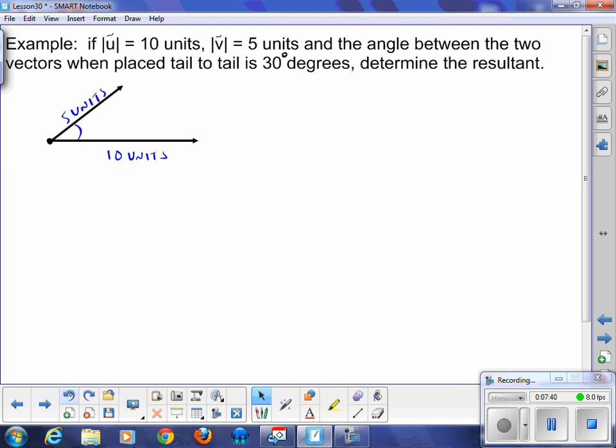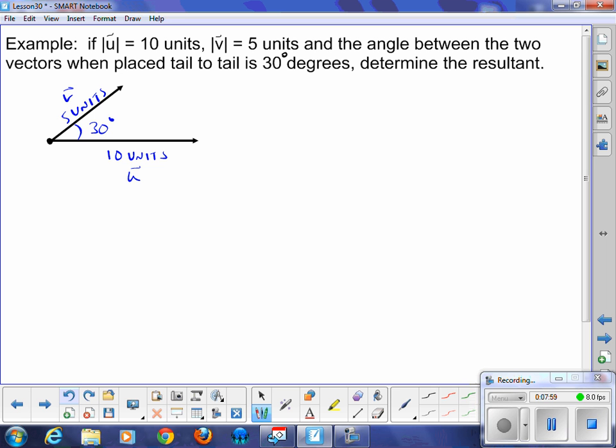And Smartboard's not playing nice. There we go. 30 degrees. All right, so u and v. So what do we need to do? We need to convert these to algebraic, because instead of using the triangle process you used yesterday, I want to use the algebraic method. So where does this begin?